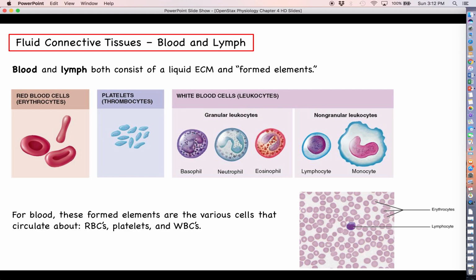And then finally, one of our last discussions we can have is on fluid connective tissue, being the blood and the lymph. Now, we've talked about blood before as a type of extracellular fluid. We're going to talk about it a lot more when we get into the cardiovascular unit, so we're not going to belabor any particular point here, but blood and lymph are good examples of a liquid extracellular matrix. That's your extracellular fluid, your blood plasma, and then any cells you find make up what we call the formed elements. We talked about that before when you perform a hematocrit, right? For blood, these formed elements are the various cells that circulate about, being red blood cells, platelets, and all the different white blood cells.